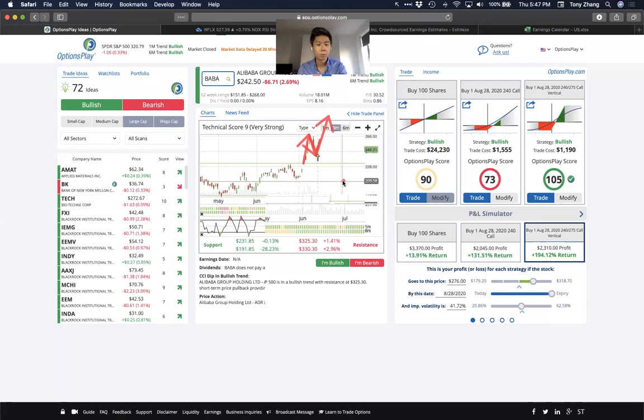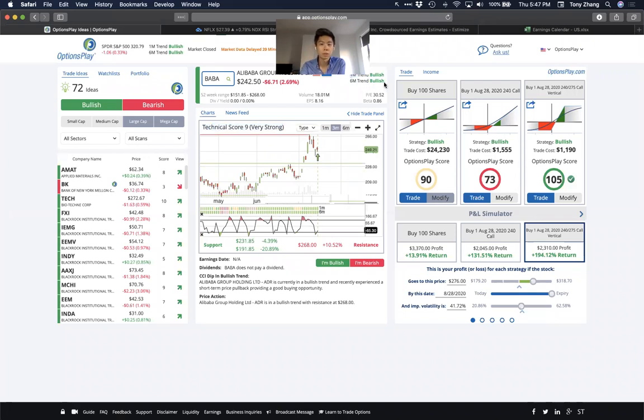Looks like it's potentially moving higher here, but it is trading down into the 242 range, which is near the bottom of that range. So my view here is more bullish. You have a very strong technical score. 1 month and 6 month trends are bullish. This would put me more in the bullish camp here for Alibaba.